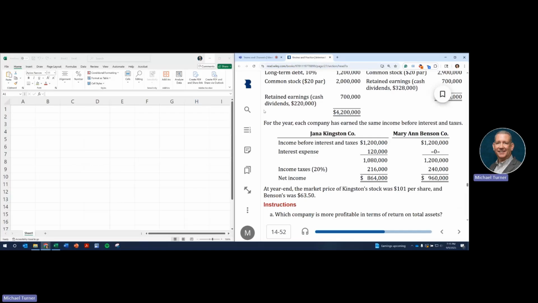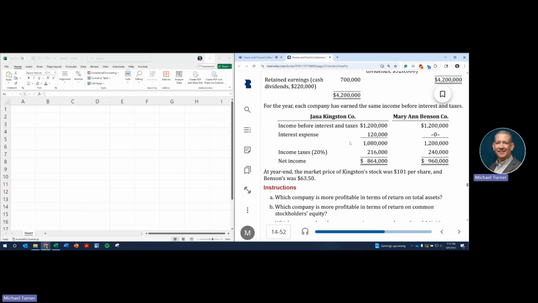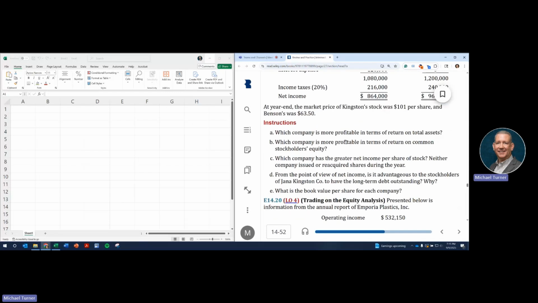The problem closes with, at year end, the market price of Kingston's stock was $101 per share and Benson's was $63.50. Next, let's turn to our instructions. So we have 5 requirements here. My recommendation is to consider each of these individually and answer them as we go. If anything refers to a previous problem, we'll note it at that point.